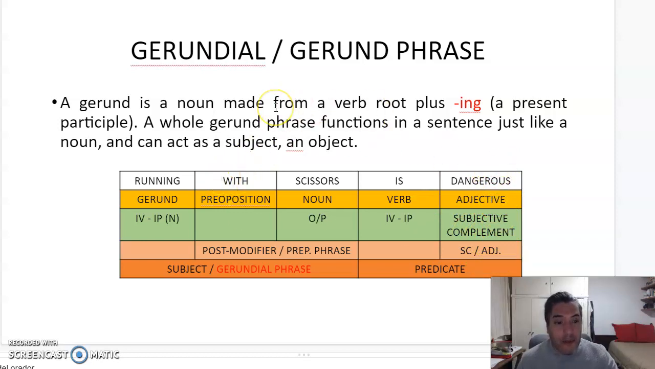So I would like you to write gerundial phrases such as this in your composition. Remember that you can also say, for example, swimming in the pool is not dangerous. Playing with dogs is very nice. Those are gerundial phrases.